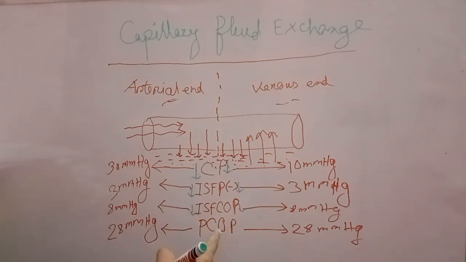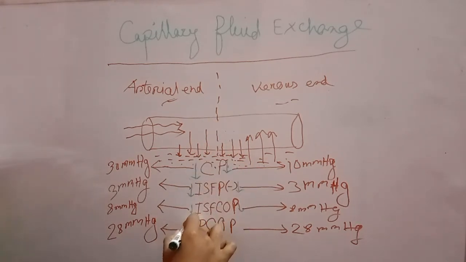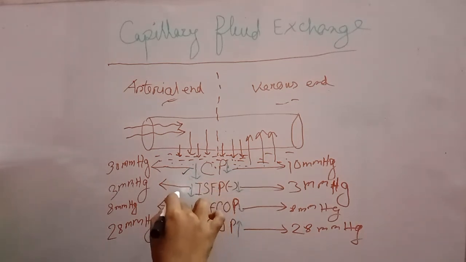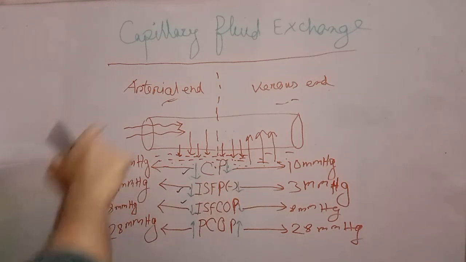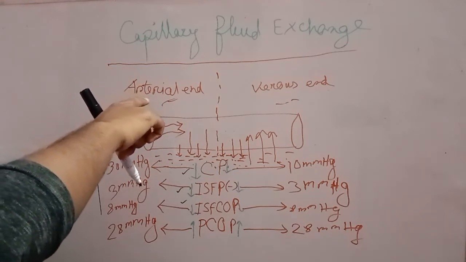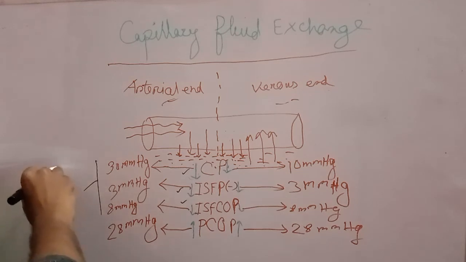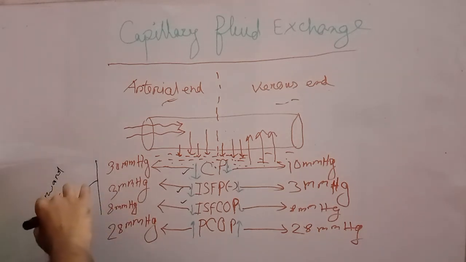But the one pressure which is trying to move fluid inward is plasma colloidal osmotic pressure, and now I will discuss that very deeply. Here is outward, here is outward, and here is outward. So the summation of outward pressure at the arterial end is 30.38, that means 41 millimeters of mercury.